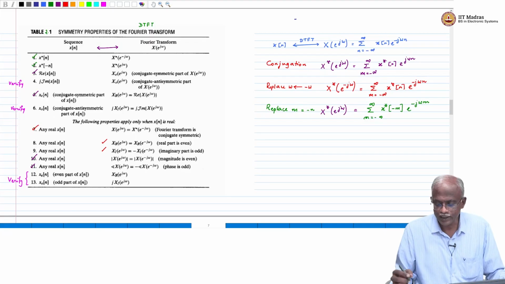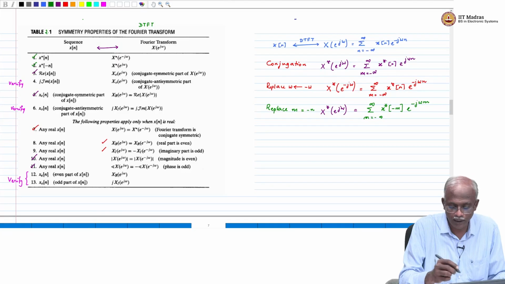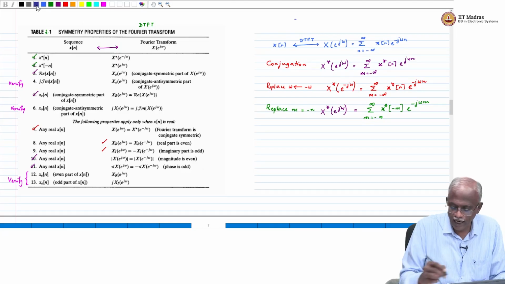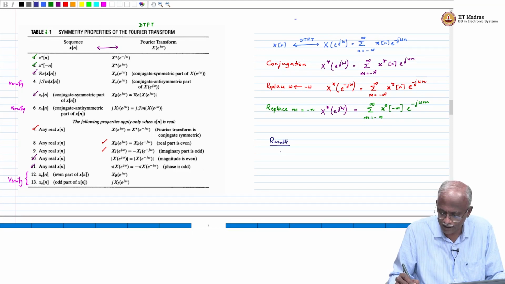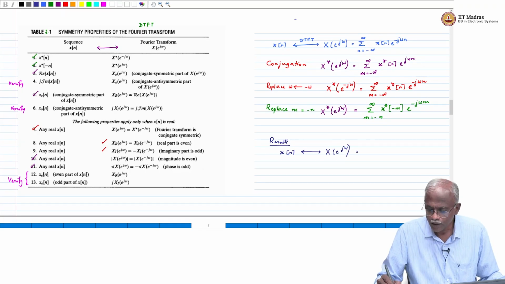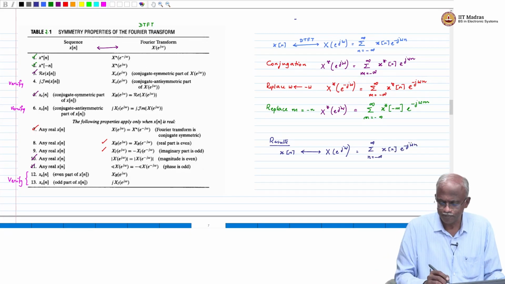There are 3 basic results that I would like you to keep in mind whenever trying to work with the symmetry properties, and here are the 3 results. The first one: always start with the underlying definition. x of n has a discrete time Fourier transform X of e power j omega, which is given by summation n equal to minus infinity to infinity x of n e power minus j omega n.